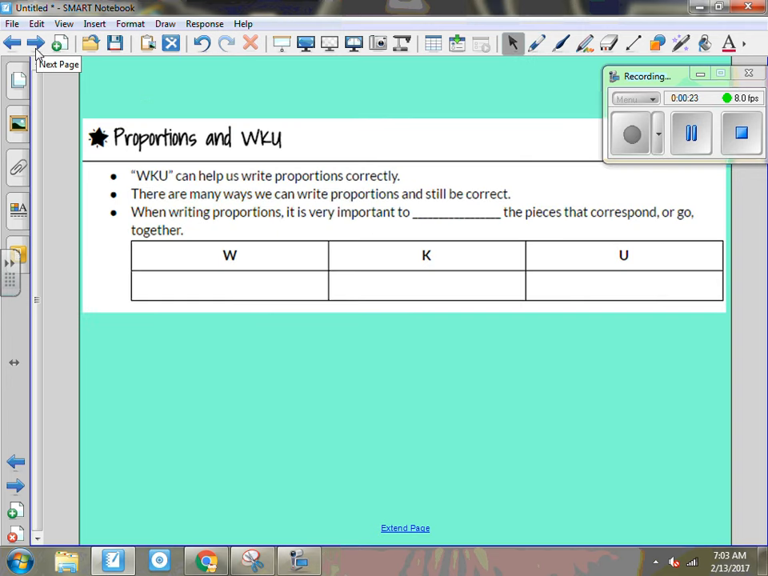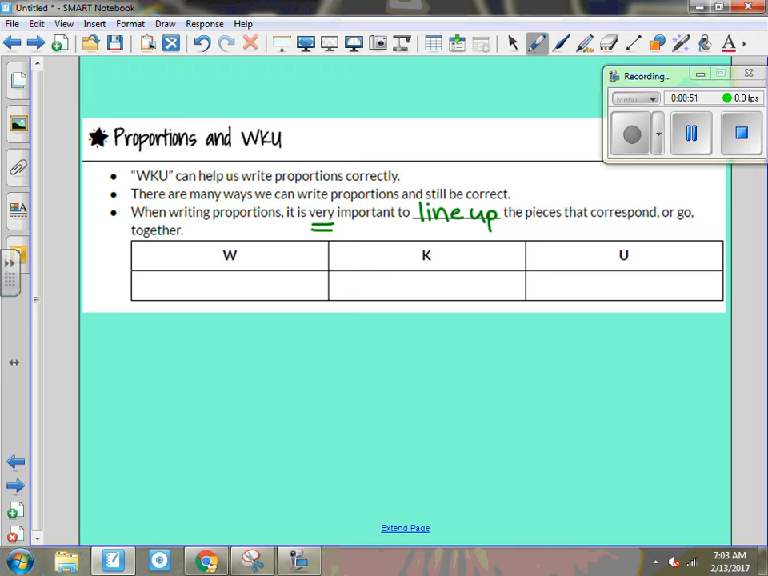So looking at proportions, just a quick review. WKU can help us to write our proportions correctly. There are a lot of different ways that we can write proportions and still be correct, and this is where we get to the very, very important piece. When we are writing proportions, it is incredibly important to line up the pieces that correspond or go together.